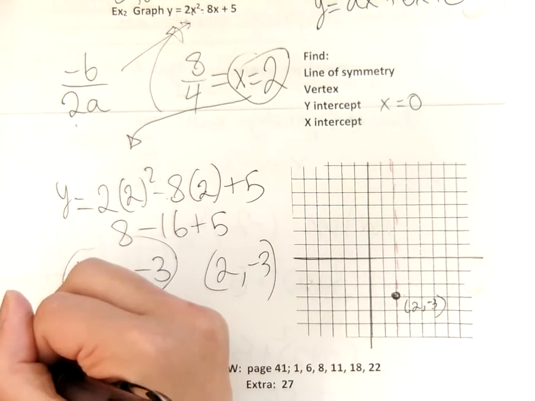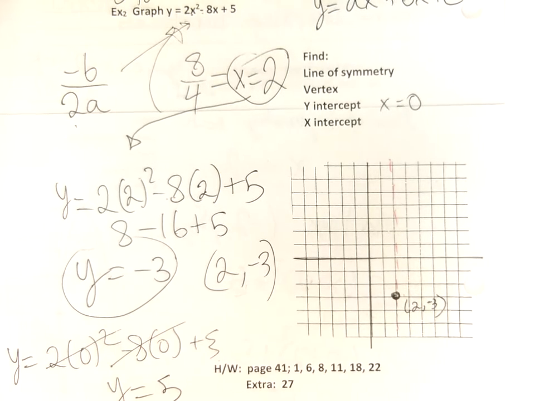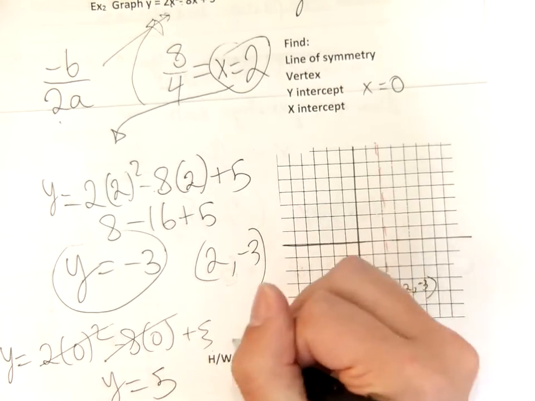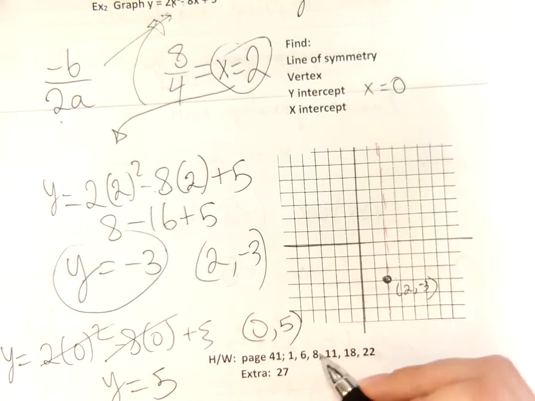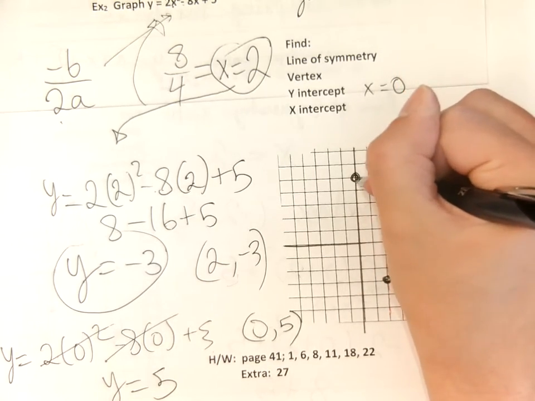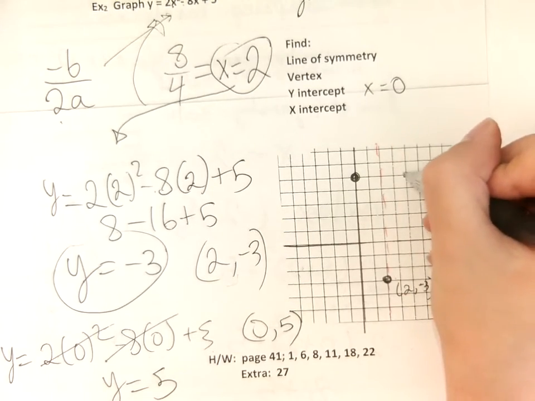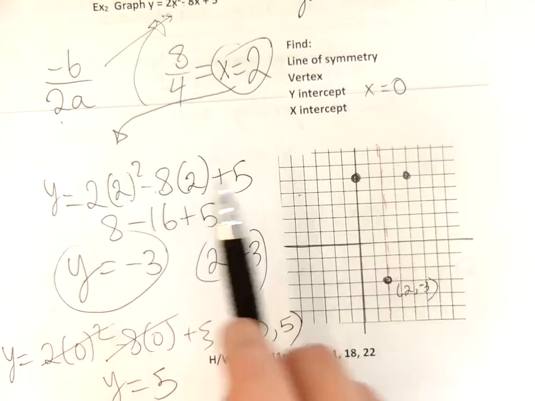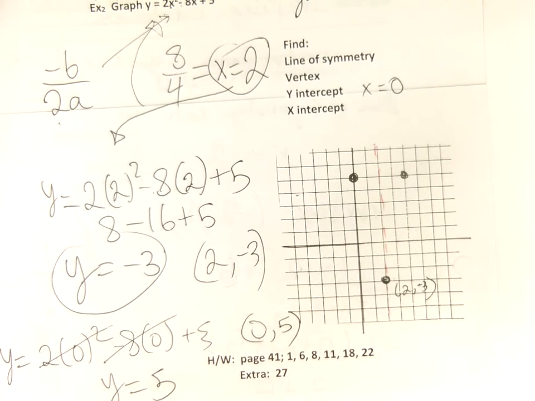So it means that y equals 5. That one looks like a 5. There you go. So, all right, 0 comma 5. 1, 2, 3, 4, 5. There is our y-intercept. That also means that we have a point right here, because it mirrors over the line of symmetry, kind of like reflections when you're doing transformations.